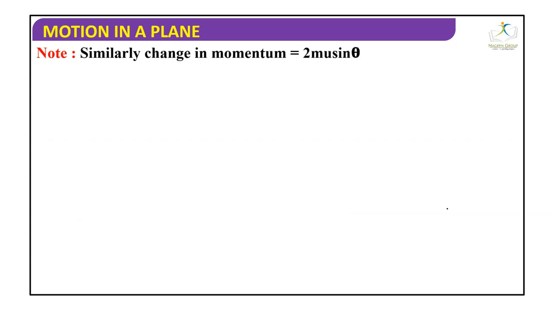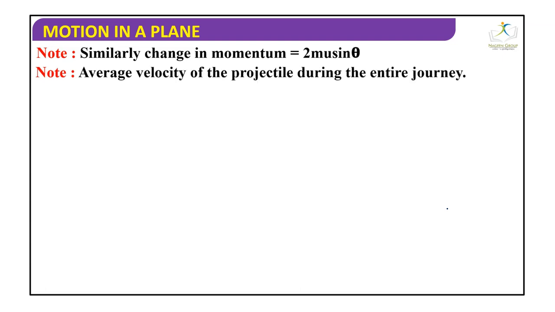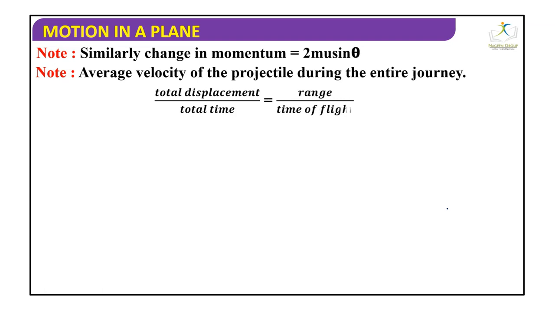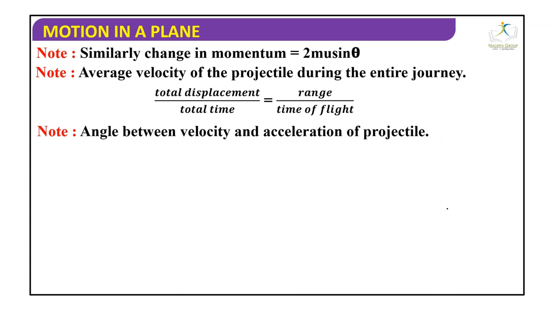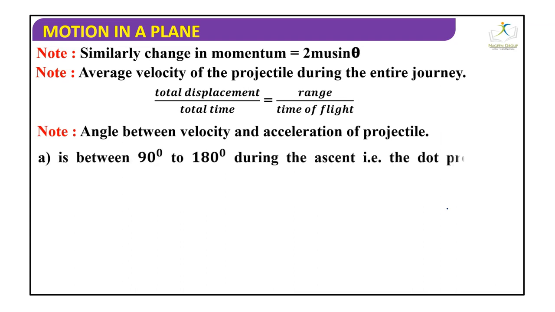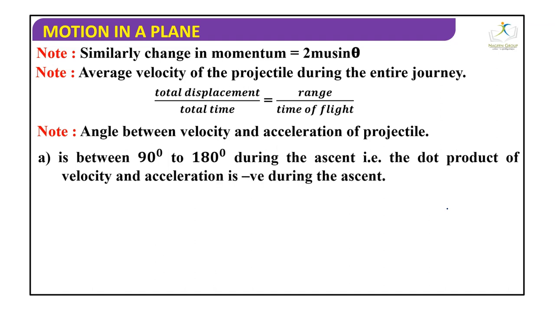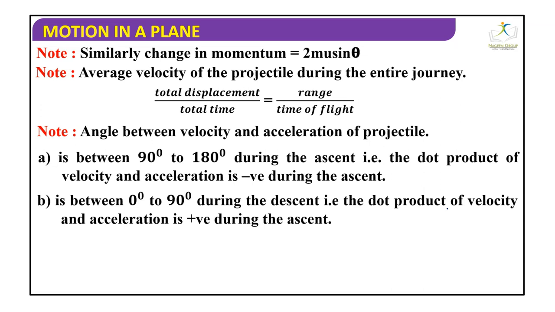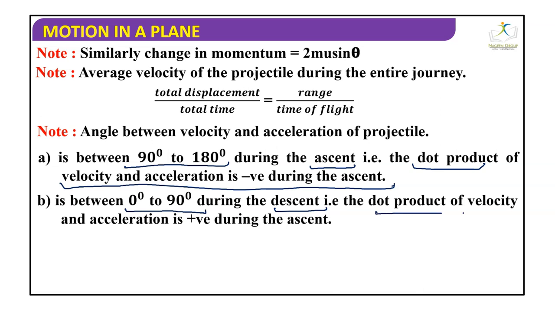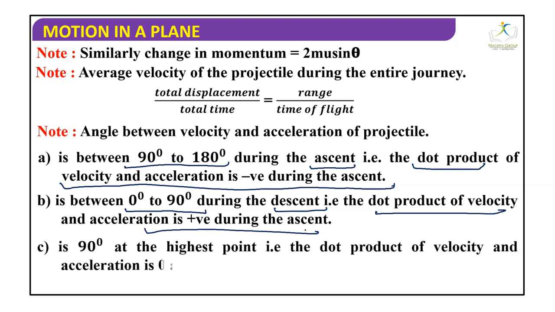Similarly, change in momentum is also 2mu sine theta, and the average velocity of the projectile during the entire journey will be total displacement by time, that is range by time of flight. The angle between the velocity and acceleration of the projectile is between 90 degree to 180 degree during the ascent, that is the dot product of velocity and acceleration is negative during the ascent, and it is between 0 degree to 90 degree during the descent, so the dot product is positive during the descent. It is 90 degree at the highest point, so the dot product of velocity and acceleration is 0 at the highest point.